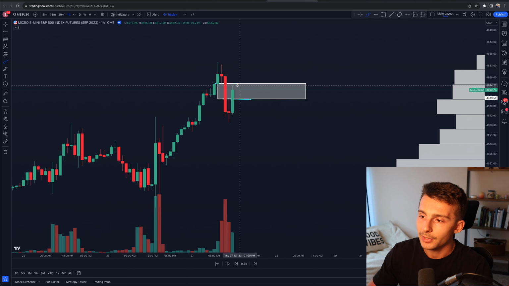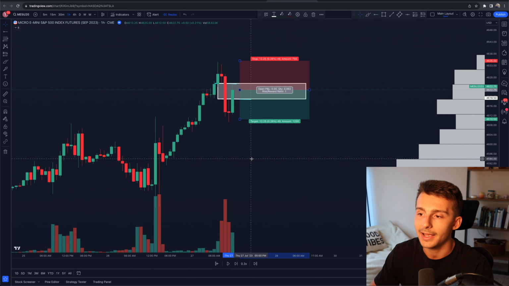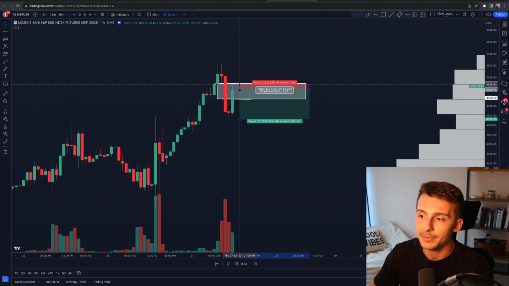So now price comes up into this range. I'm going to take a short position. I don't need to get the top of this wick. I might get somewhere in the middle of the fair value gap, and that's totally fine. What you could do in this scenario is put the stop loss at the top of the fair value gap.